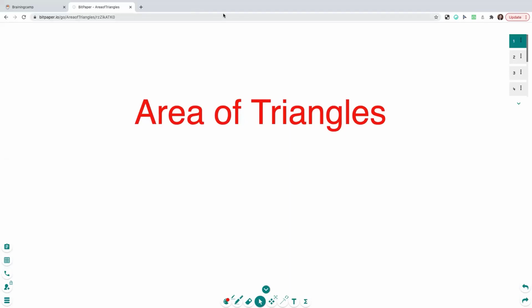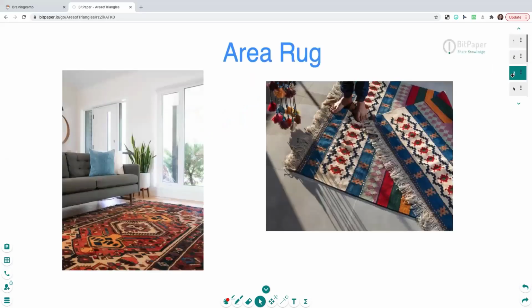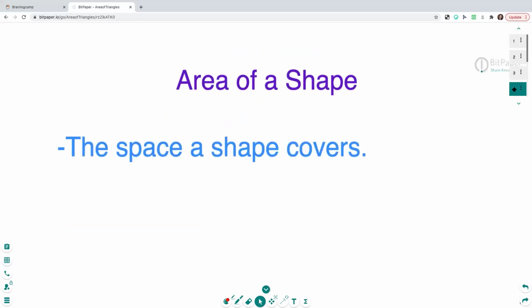Before we get into area of triangles, let's review what area is. Area is simply space covered. You can think of an area rug that you might have in your house. The area of a shape is the space a shape covers.